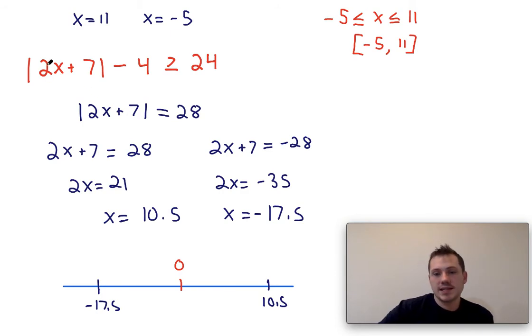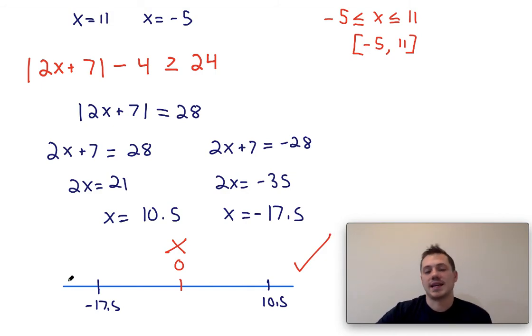If I plug 0 into this inequality, I get 2 times 0, 0, plus 7, 7. The absolute value is 7. 7 minus 4 is 3. 3 is not greater than or equal to 24, so I put a big X in this region. Let's say I pick a number greater than 10.5. Let's go with 15. 2 times 15 is 30. 30 plus 7 is 37. The absolute value of which is 37. Minus 4 is going to be 33, which is greater than 24. So we get a big check mark in that region.